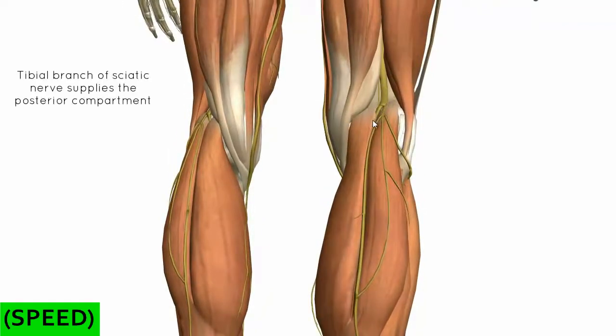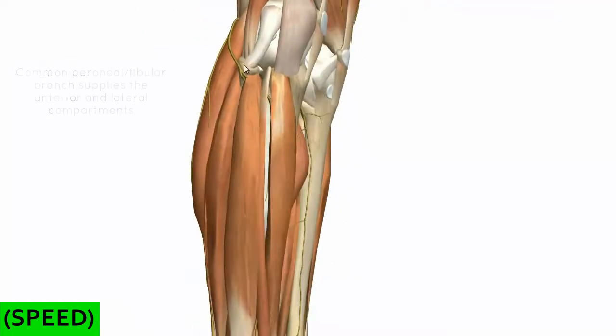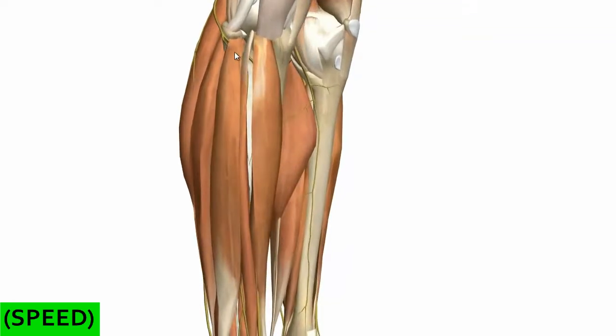The tibial branch supplies the posterior compartment, and then you've got the common fibular or common peroneal branch, which winds around laterally over the lateral head of the gastrocnemius, over the neck of the fibula, where it's vulnerable to impact injuries and fractures. And then it splits into two branches which supply the anterior and the lateral compartments.